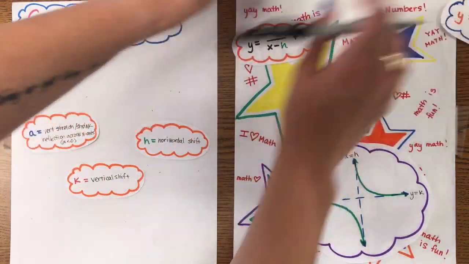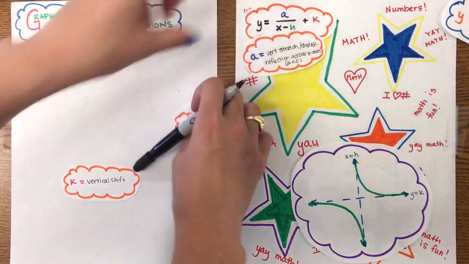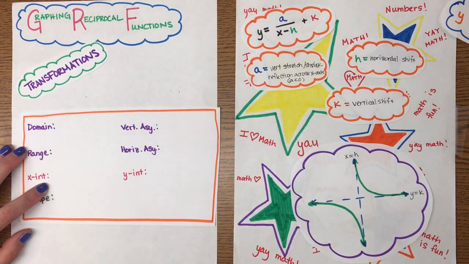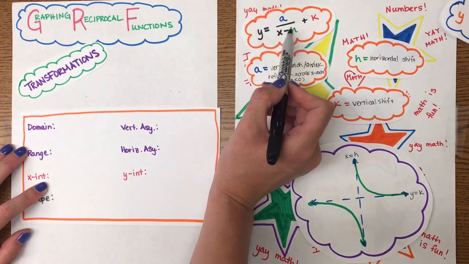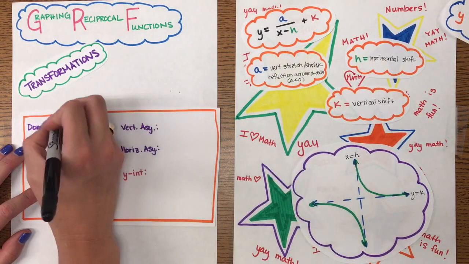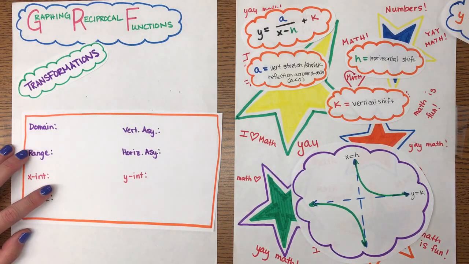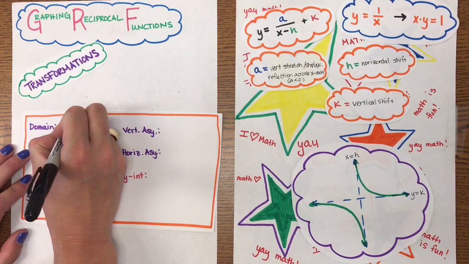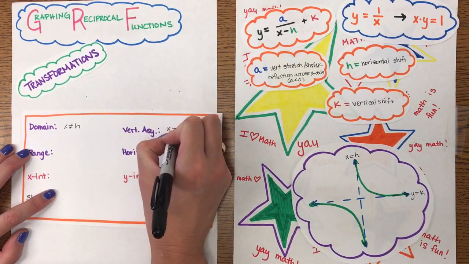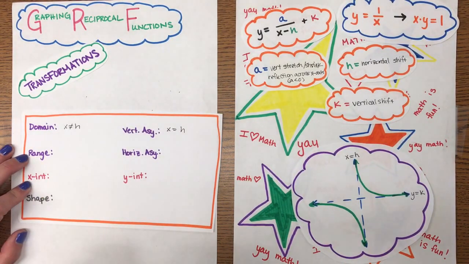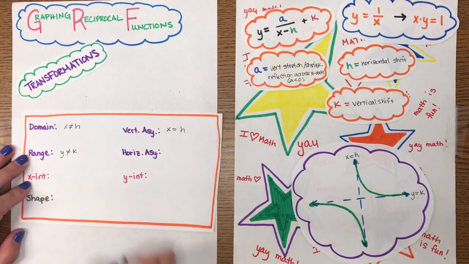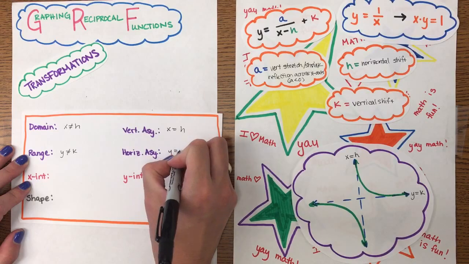So if this is the function I'm looking at, and I now know what a, h, and k are, the domain of this graph is going to come from the denominator can't be equal to 0. It's also a shift of my parent function, which had the domain x can't be equal to 0. If I shift that h units, my domain becomes x cannot be equal to h, and my vertical asymptote becomes x is equal to h. The range of my parent function was y can't be equal to 0. If I shift that, my new range is y can't be equal to k. My horizontal asymptote is at y is equal to k.